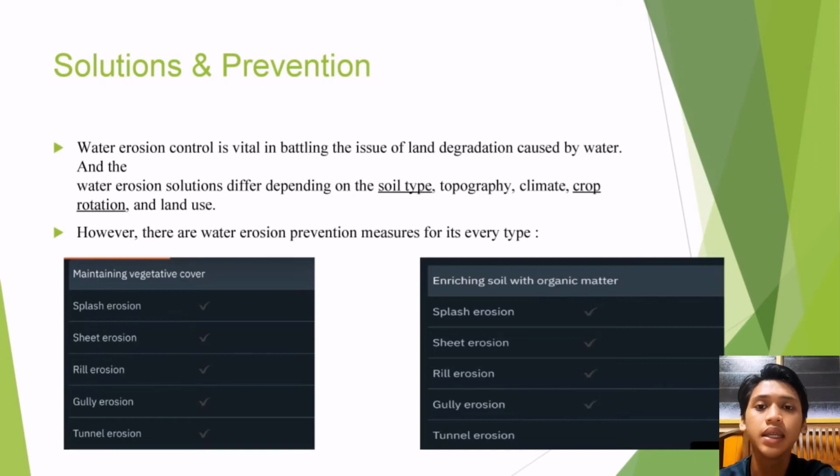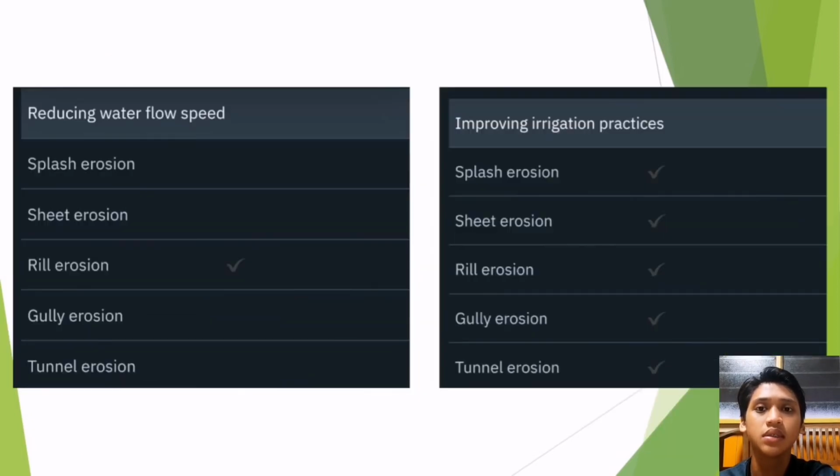Number 1, maintaining vegetative cover. It's suitable for all erosion by water, like splash erosion, sheet erosion, rill erosion, gully erosion, and tunnel erosion. Number 2, enriching soil with organic matter. It's also suitable for all erosion by water, but just tunnel erosion is not suitable. Number 3, reducing water flow speed. This solution is also just for the rill erosion.